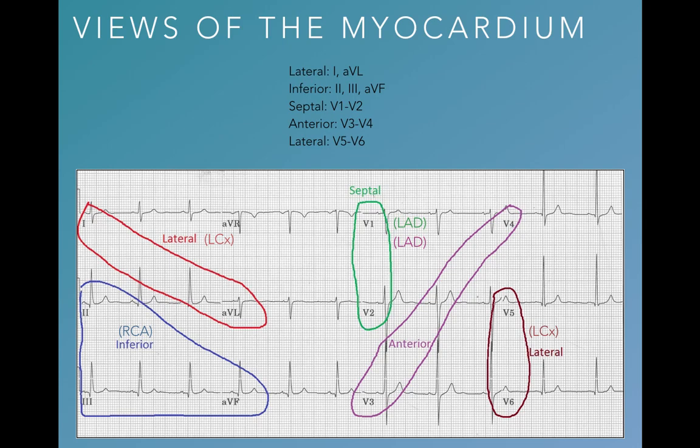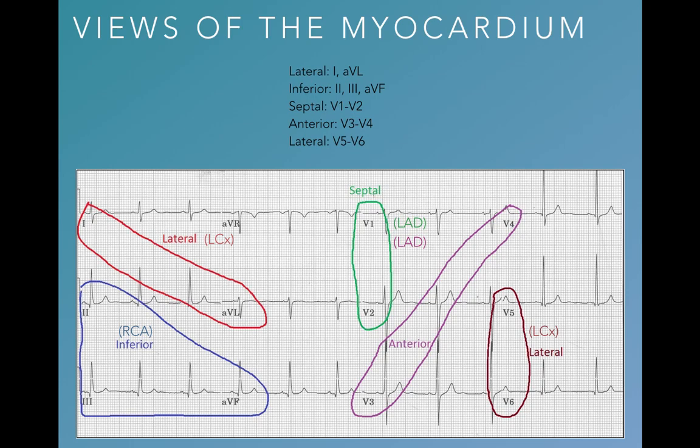2, 3, and AVF all have positive electrodes towards the apex of the heart. They're on the foot, on the left foot. So that'll show you the inferior aspect or the apex of the heart. And then some of the precordial leads like V1, 2, 3, 4 show the septum and the anterior aspect of the heart. And V5 and V6, like I said, which are on the left side of the heart, will also show the lateral aspect of the heart.